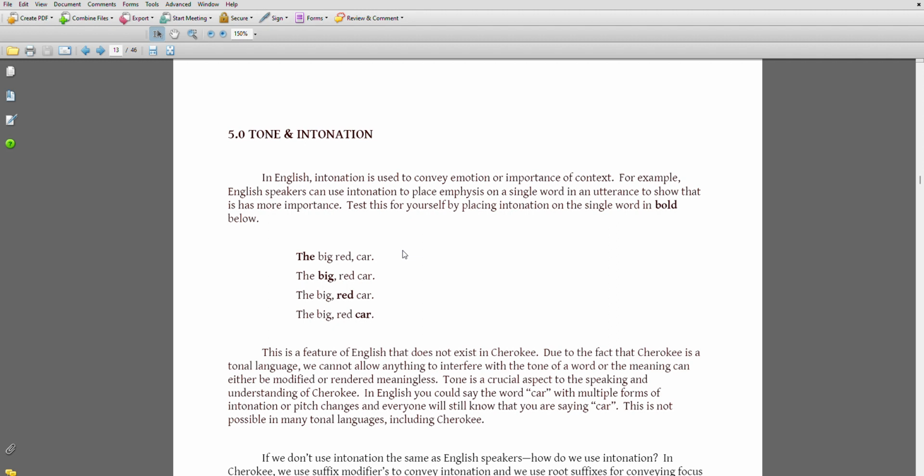In English, you could say the word car with multiple forms of intonation or pitch changes, and everyone will still know that you are saying car. This is not possible in many tonal languages, including Cherokee.